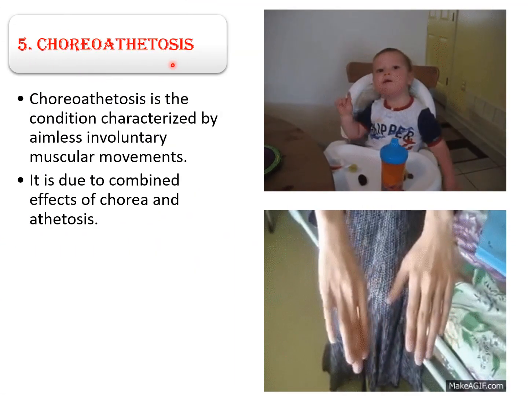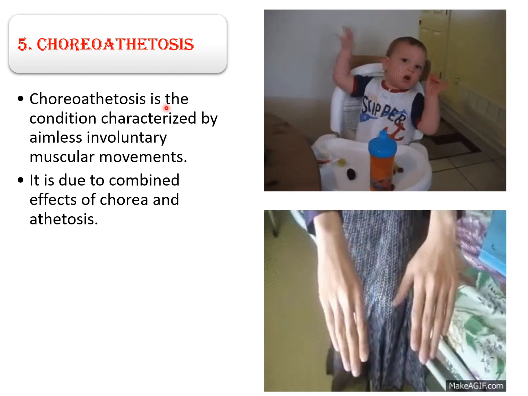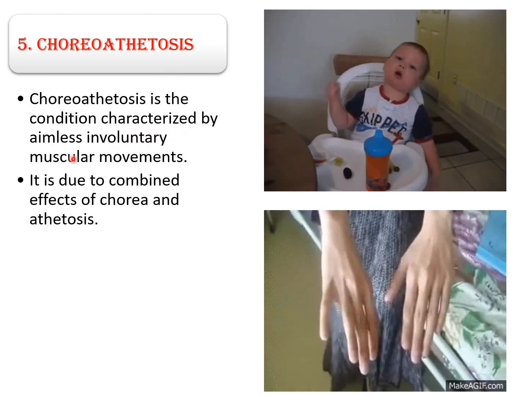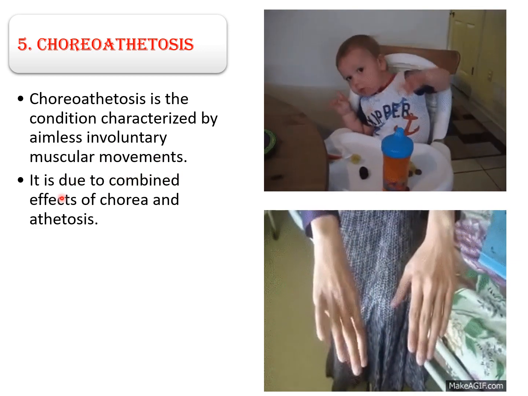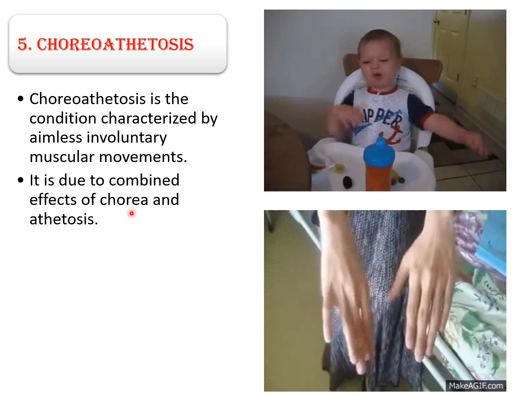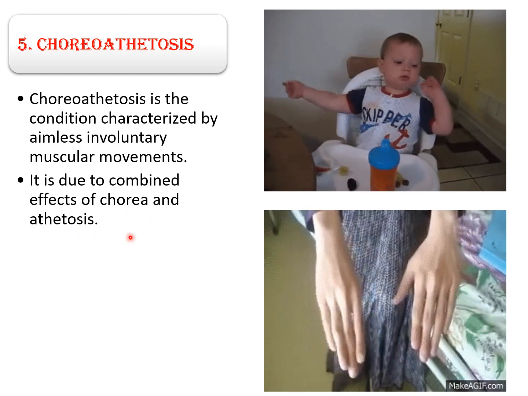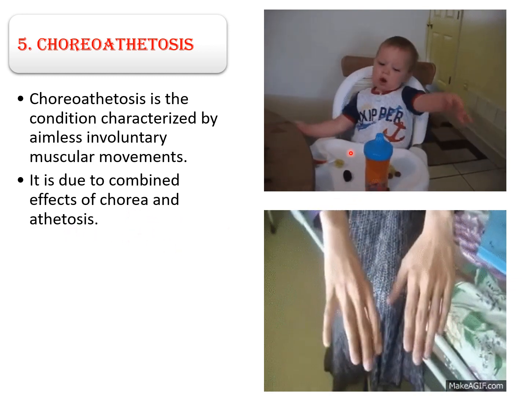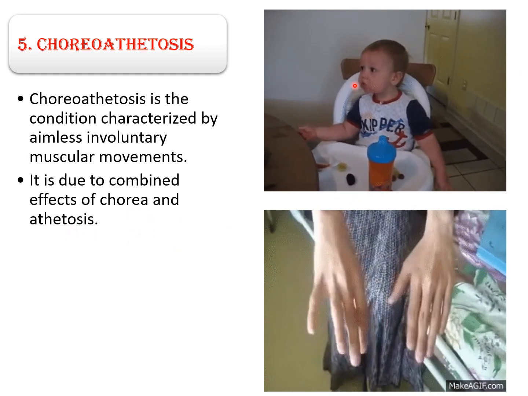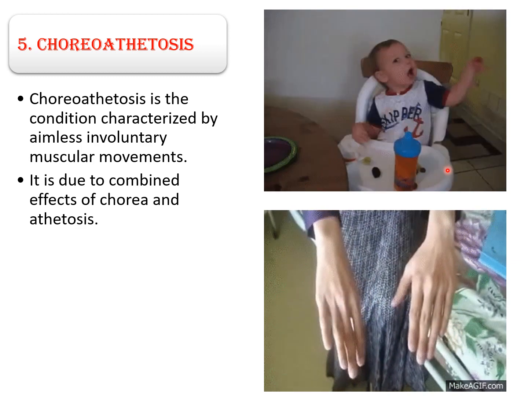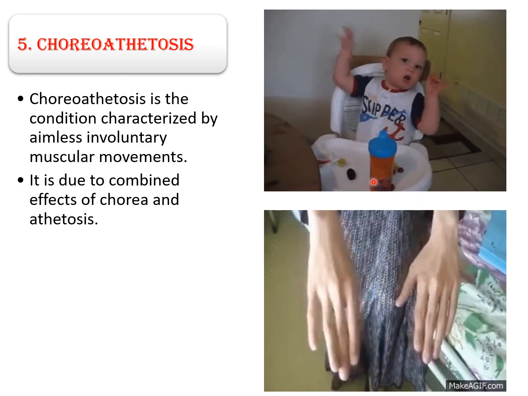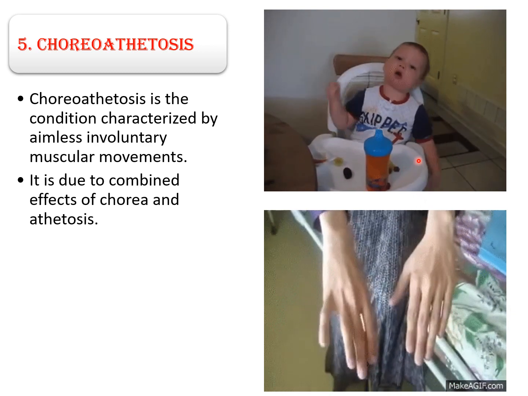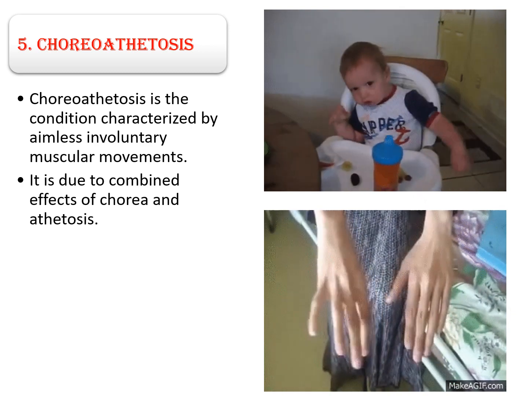Then choreoathetosis. Choreoathetosis is a condition characterized by aimless, involuntary muscular movements. It is due to the combined effects of chorea and athetosis. You can see in this animation of this baby there are aimless, involuntary muscular movements, and it is due to the combined effects of chorea and athetosis.